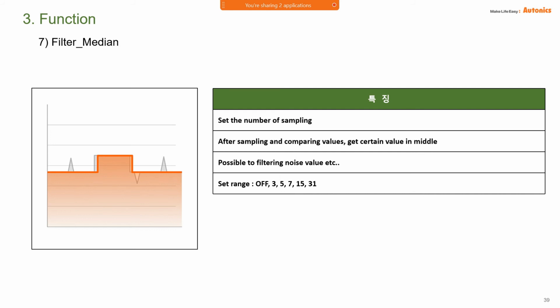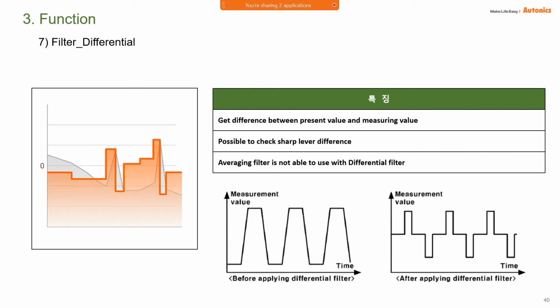Okay, this one is for filter median. Set the number of sampling. After sampling and comparing the values, get the certain value in the middle. Normally median is for the middle value. So this one makes it possible to filter the noise value. And then this one, normally the differential filter is used for level difference. It is possible to check the sharp level difference. So the averaging filter is not able to be used with the differential filter. Okay, the graph becomes like this.